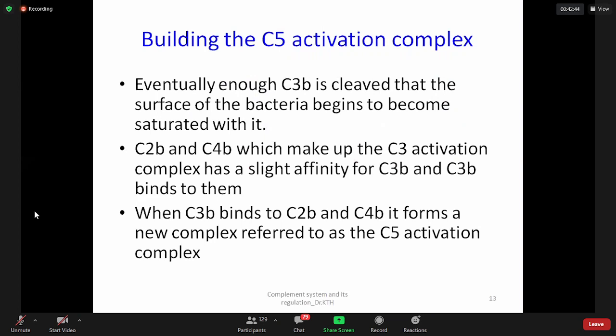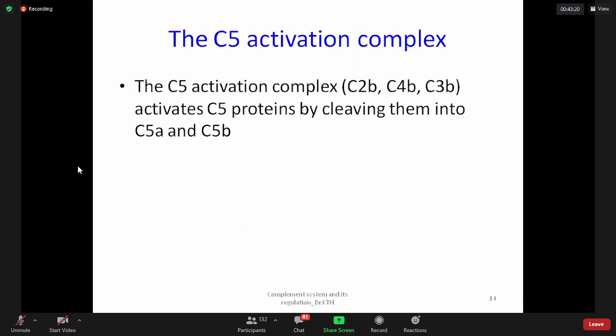So how do we build C5? So C5 is built by the fact that eventually it binds onto the surface of the cell, and eventually the cell gets saturated. So the remaining C3 complex is made of C2B, C4B, and C3B.